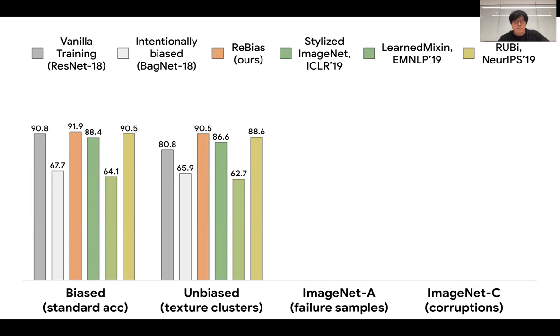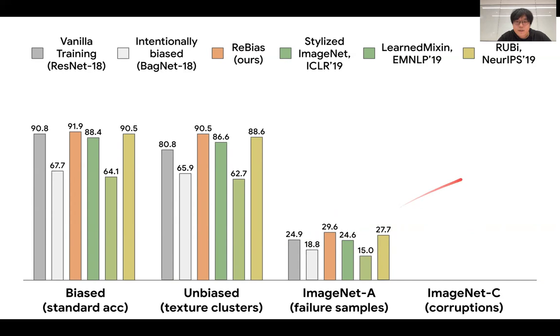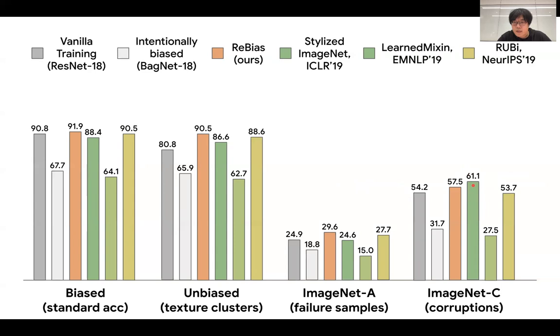And in ImageNet-A, previous methods failed to get high performance. Of course, ours is still not good, but it is much better than the vanilla training. And it is also true for the other comparison methods. ImageNet-C has similar results, but here, this green column is Stylized ImageNet, which is data augmentation.